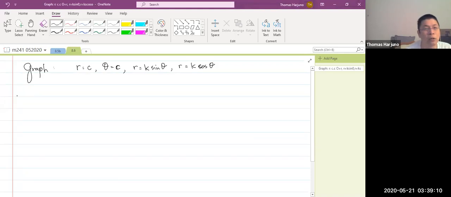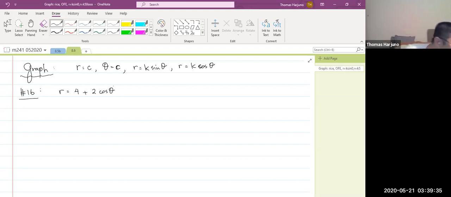I will teach you to graph, for example, number 16: r equals 4 plus 2 cosine theta. Before I actually graph this, notice that this r depends on cosine theta only. I'm not talking about theta, I'm talking about cosine theta.